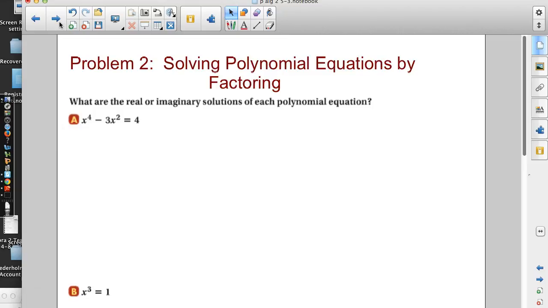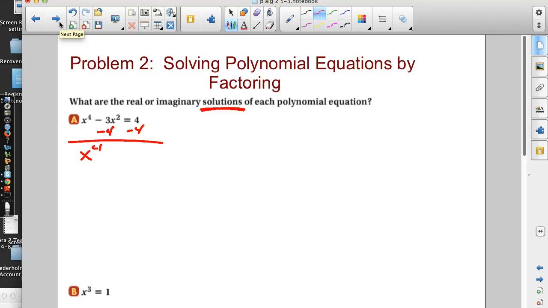So problem 2 says, here's some more. Solve polynomial equations by factoring. And again, they're a little different. So what are the real or imaginary solutions of each polynomial equation? So what do we have to do? Solutions are zeros. Does that x to the 4th make you a little nervous? Sure.